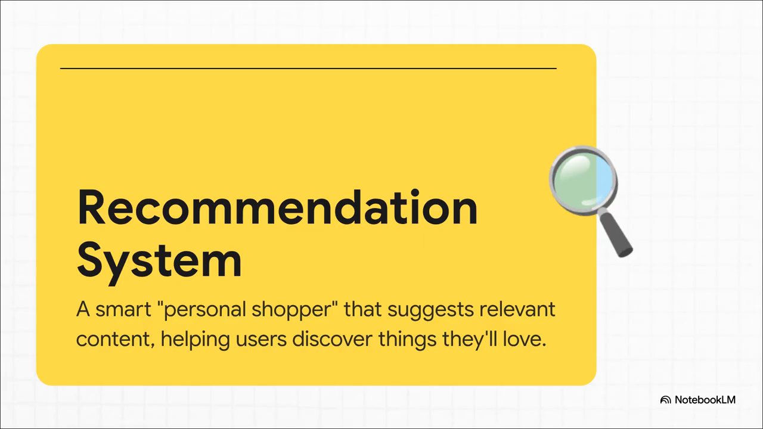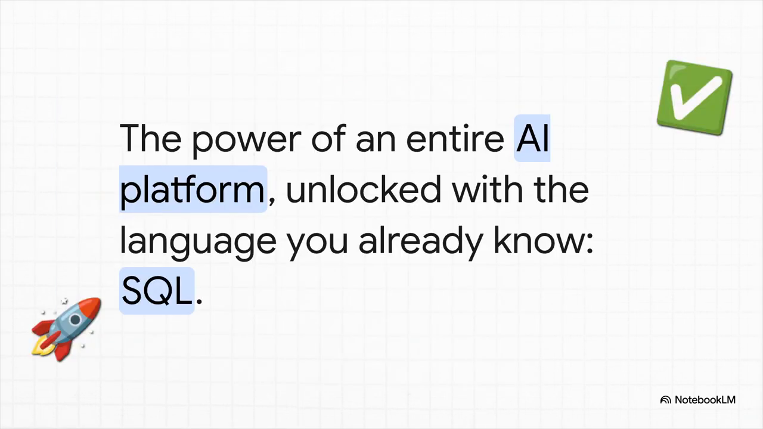And finally, recommendation systems. This goes way beyond a simple search bar. It's about creating a smart personal shopper for each of your users. It analyzes their behavior to suggest things they might love, but would have never known to search for. The result? You get higher engagement, increased loyalty, and a user experience that feels genuinely personal and helpful, not just transactional.